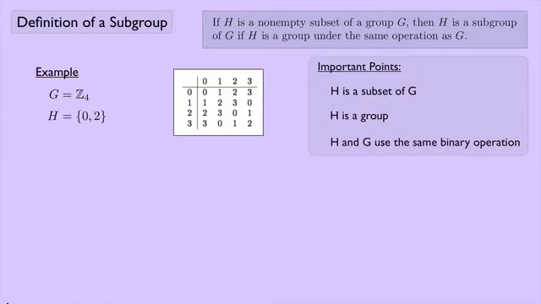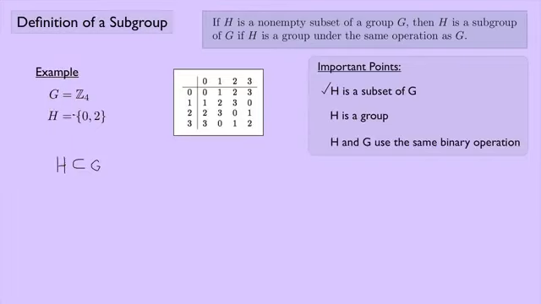And now we can check to see if H is a subgroup. So we have to check the 3 important points. So first, H is a subset of G, a non-empty subset. And yes, 0 and 2 are a subset of 0, 1, 2, and 3. So I can say in this case that yes, indeed, H is a subset of G. And so the first important point holds.